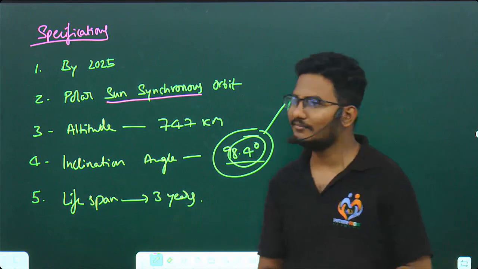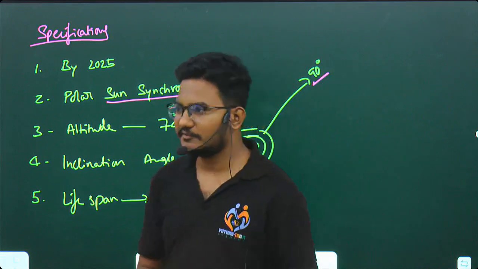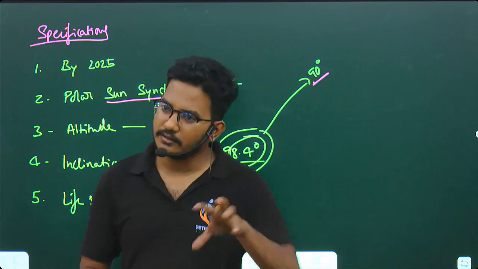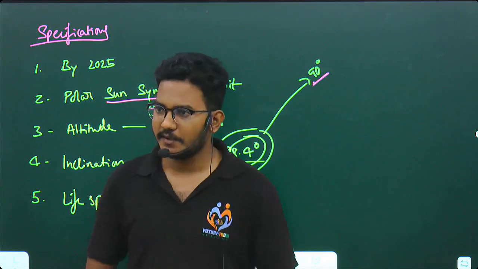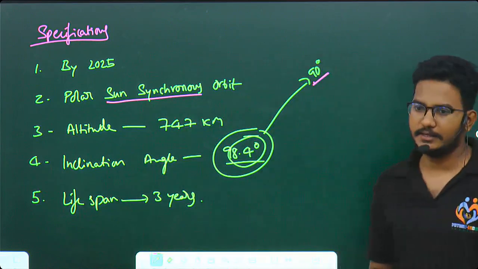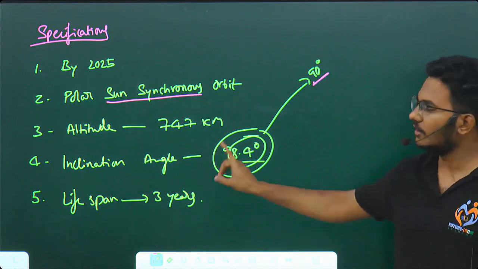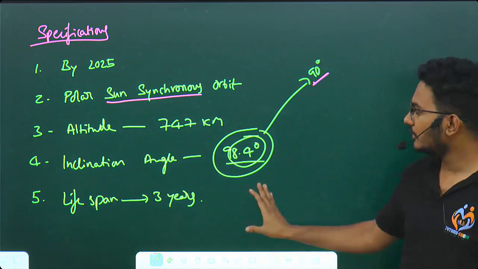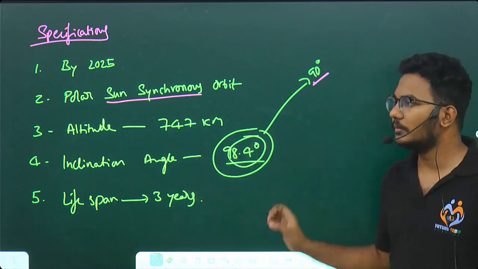And I have told you every satellite will have a lifespan. Even sun also is having a lifespan. Even Earth is also having a lifespan. Okay. So the lifespan of this satellite is 3 years. Okay. So these things you are going to read in future as a current affairs. Okay. And the most important thing is it will scan the entire globe in 12 days.